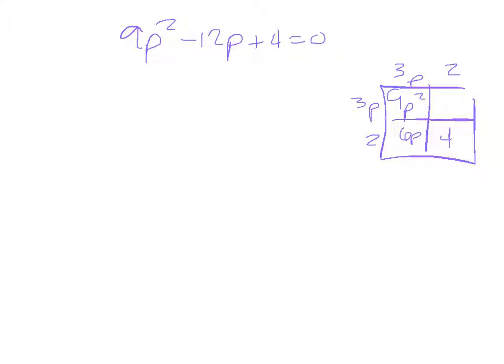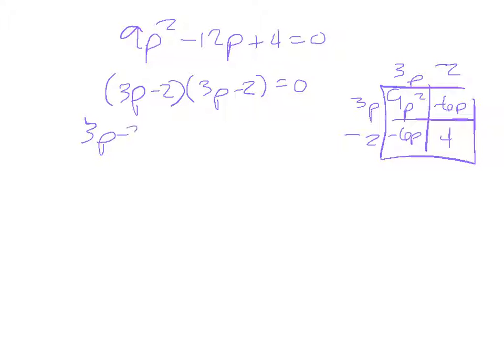That gives me 6p here and 6p here. I'm trying to get negative 12p. So if those are both negative, and negative 2 times negative 2 is a positive 4, so it works out. So I've got 3p minus 2 times 3p minus 2 equals 0. And I take each of those and set it equal to 0. Okay. And now I need to add 2 to both sides.